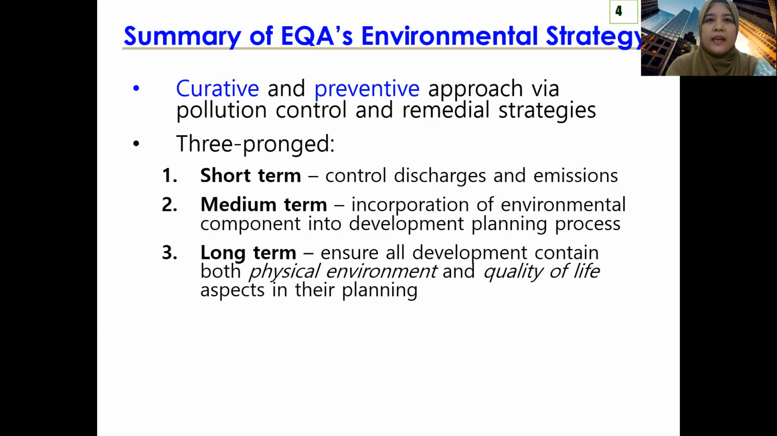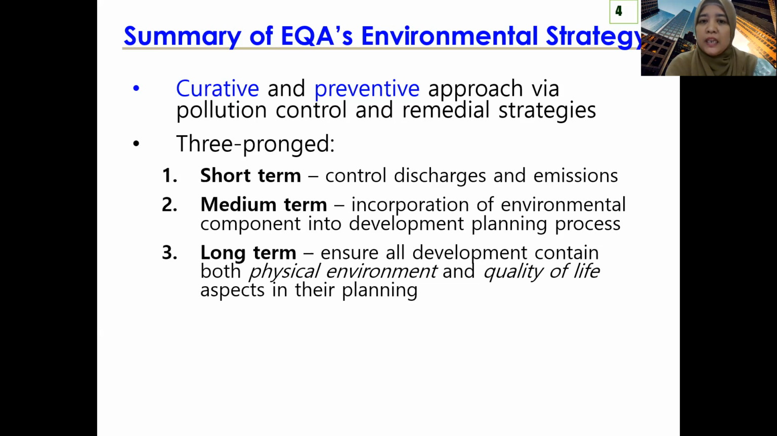And for the environmental strategy under EQA, it is three-pronged, meaning there are three methods: short-term, medium-term, and also long-term. So in the short-term, okay, what can EQA do? It controls discharges and emissions, preventive strategy, and not curative. Immediately you control discharges and also emissions. Discharges and emissions can come in the form of liquid, can come in the form of gases. Discharges, normally in the form of fluid, gas or liquid.